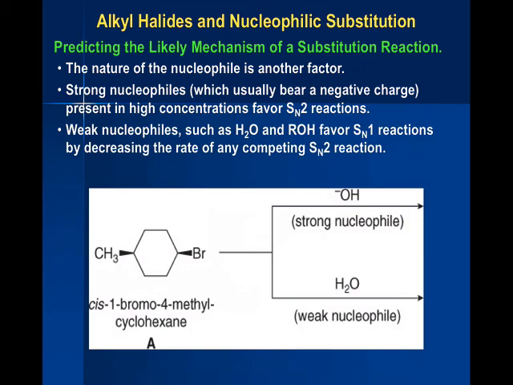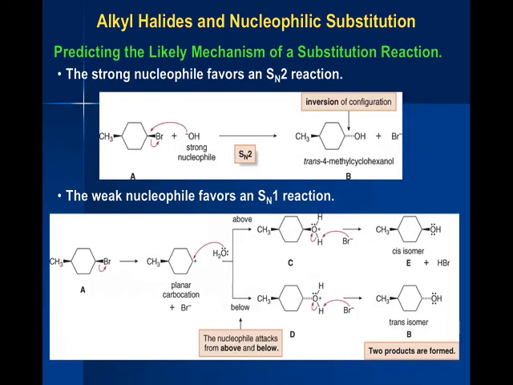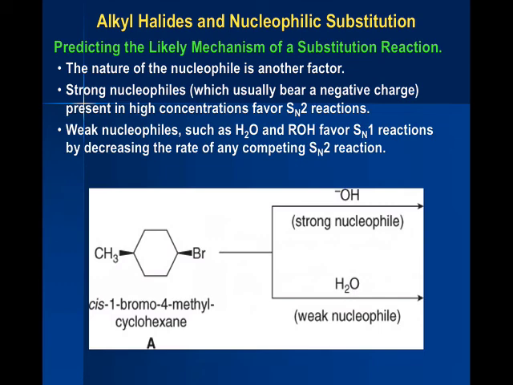Okay. I have a question. Yes, sir. If you go back, one of the points said that the ROH group was a weak nucleophile. Which? Weak nucleophiles such as H2O and ROH favor SN1. Yep. But then on the picture it has OH as a strong nucleophile.